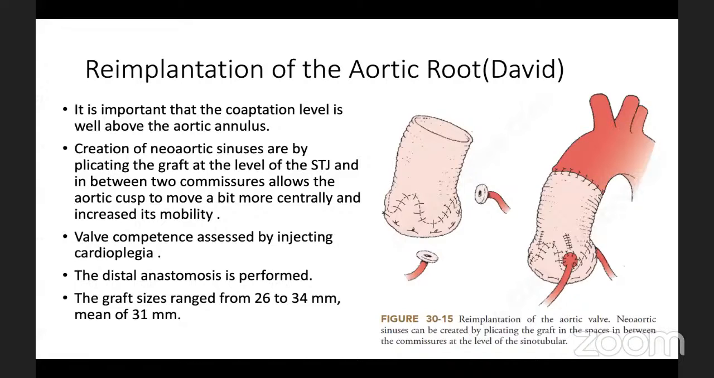and to make the aortic cusps move a bit more centrally and increase their mobility, creation of new aortic sinuses is done by application of the graft at the level of the sinotubular junction and between the two commissures. The valve competence is assessed by cardioplegia and the distal anastomosis is then performed.